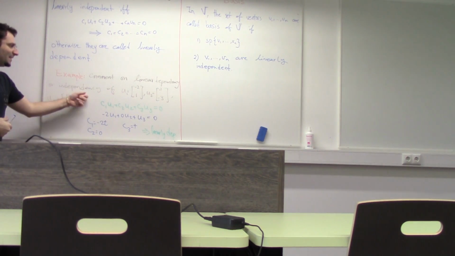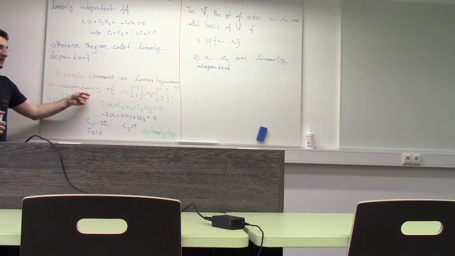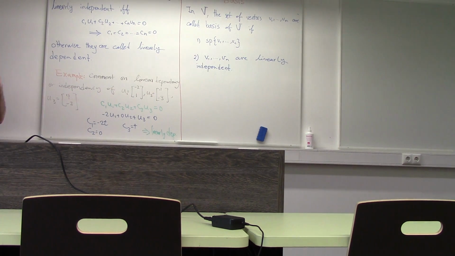In other words, we easily can see that in the previous example, U1, U2, U3 are spanning R2, no problem. But the problem is that they are linearly dependent, so they cannot be a basis. In the previous example, we could see that U, V, and W were spanning, and actually they were also linearly independent if you wanted to solve.